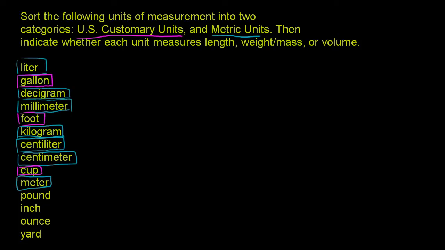Meter is a metric system. Pound, US customary units. It's getting a little tedious. Inch, same thing. That's what we use in the US. Ounce, we use that in the US. And then the yard, we also use that in the US. Now, we've divided them up. All the magenta ones are used in the US.